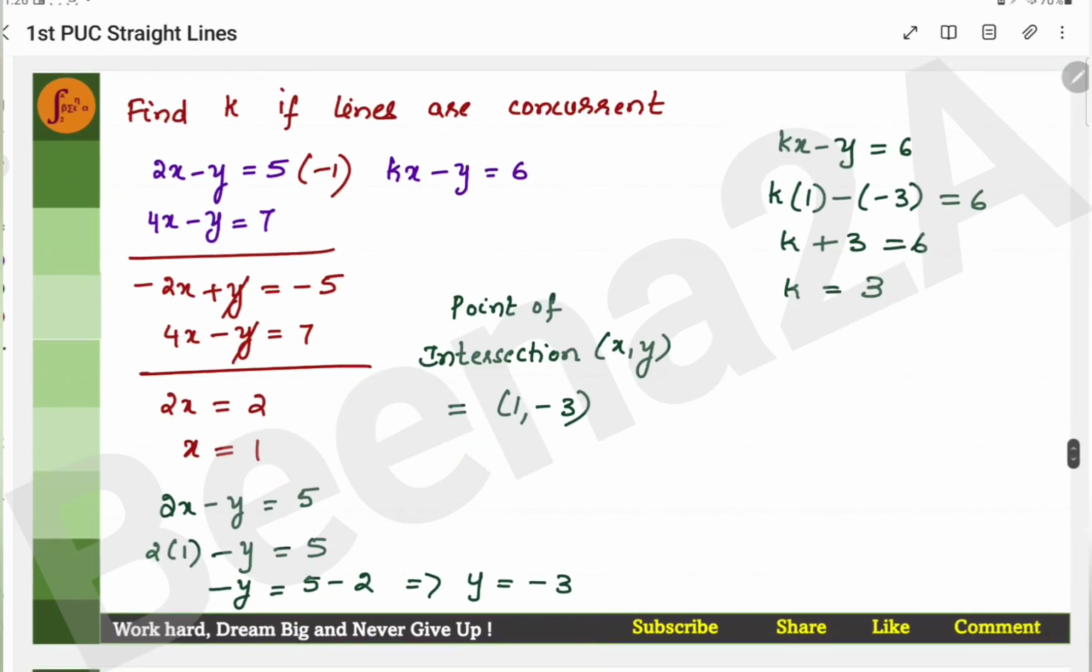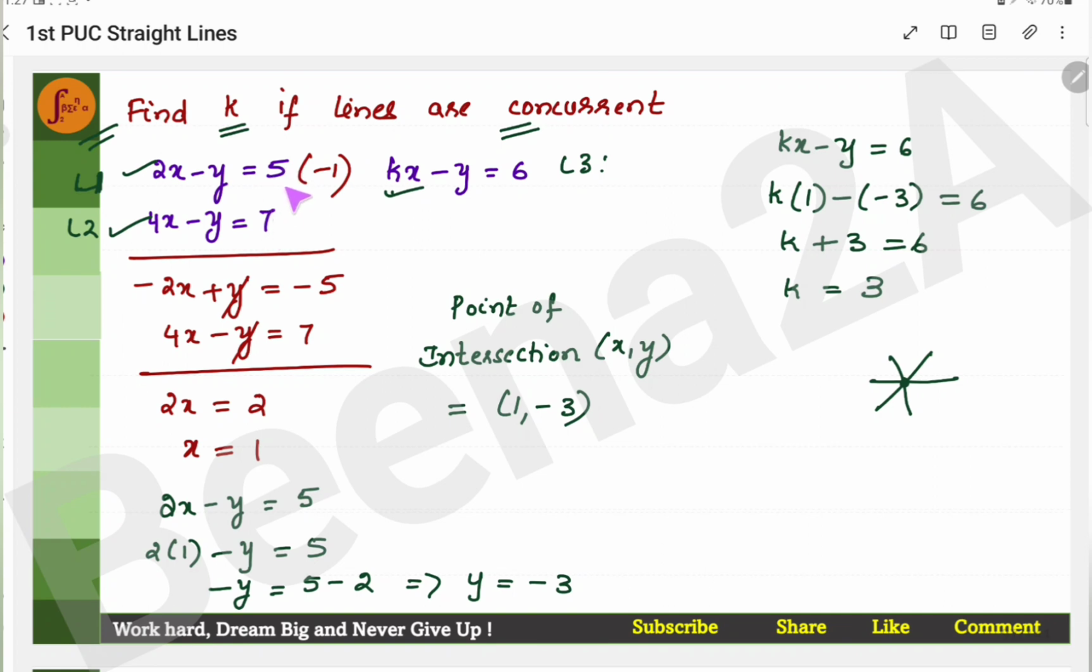Now let's take another type of problem related to concurrency. Find k if the lines are concurrent. These are the lines. Three lines are given here, L1, L2 and L3, right? You have to find the value of k. k is there in L3. You have to find this value. They are concurrent, which means all three lines should intersect at a single point.